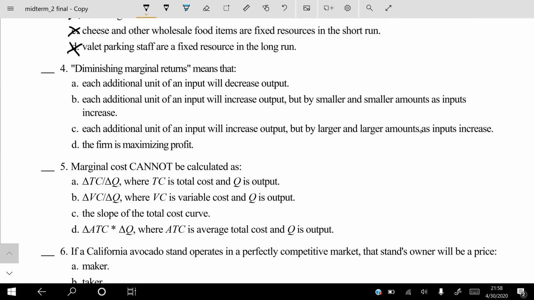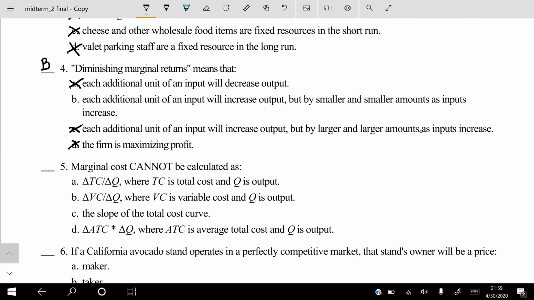Diminishing returns means that, is it A, each additional unit of input will decrease output? Well, that's not right. Each additional unit of input will increase output by a smaller and smaller amount as input increases. That sounds about right, but let's see what C says. Each additional unit of input will increase output by larger and larger amounts as input increases. Well, that doesn't sound right. And D, the firm is maximizing profits. Well, that has nothing to do with that, so we'll get rid of that. And so the answer has to be B.